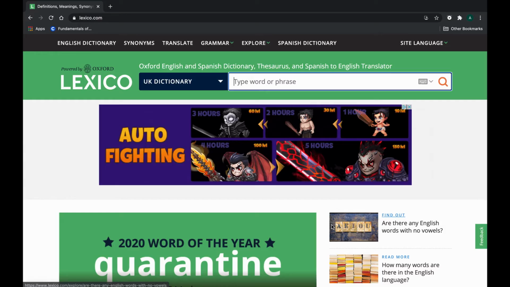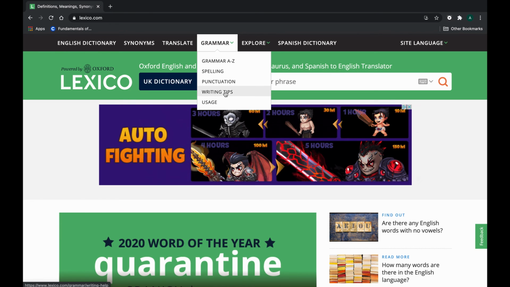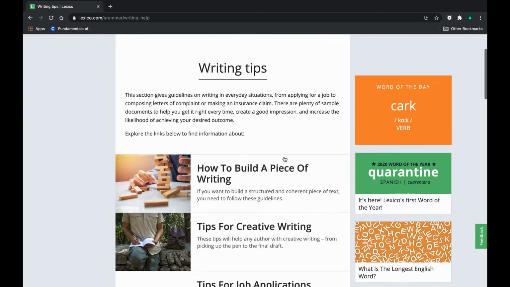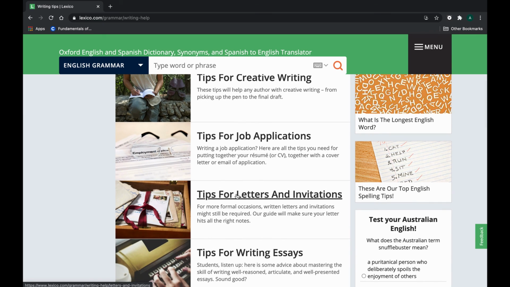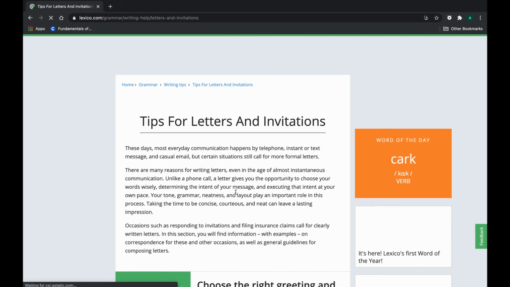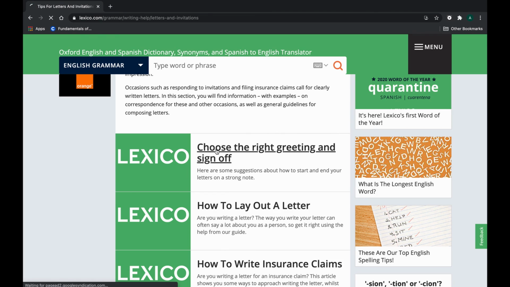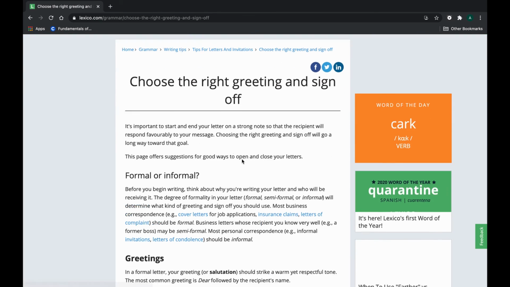Because letters are less and less common nowadays, it's likely that you probably haven't written many letters in real life. So it might be useful to take a look at some examples to see the structure and the type of language that letters use. And a good place to do this, again, is Lexico. So head over there and take a look.